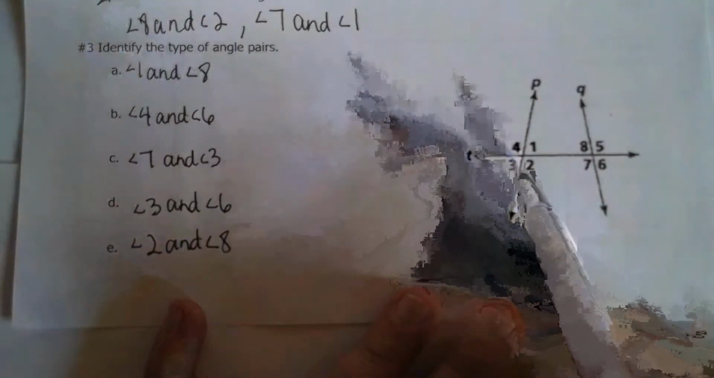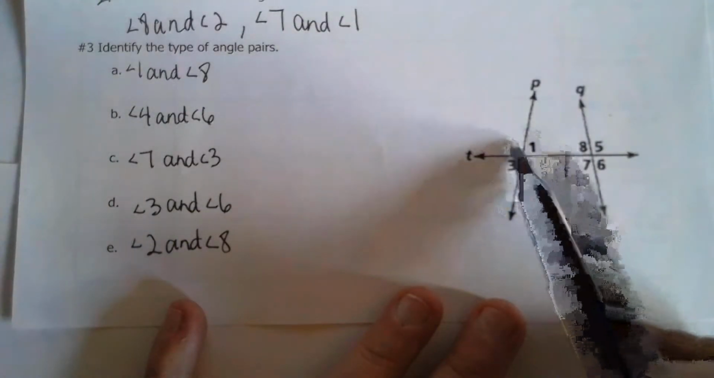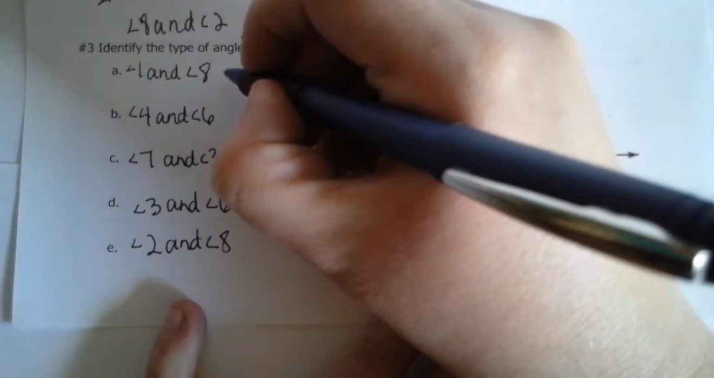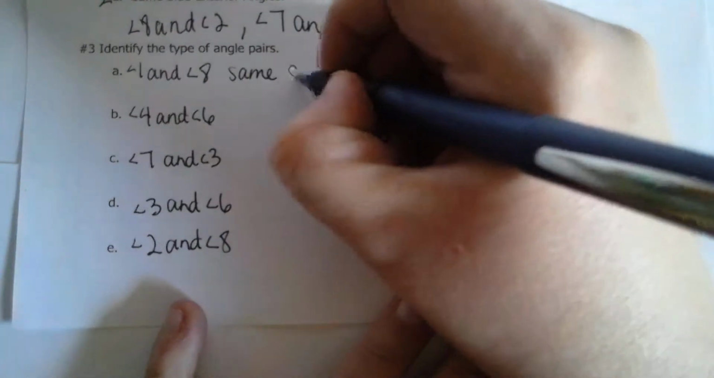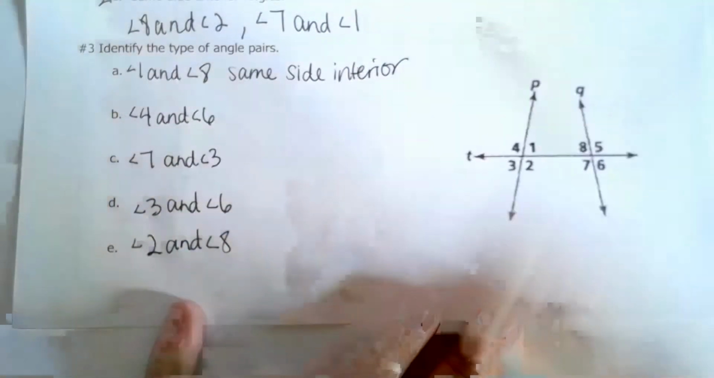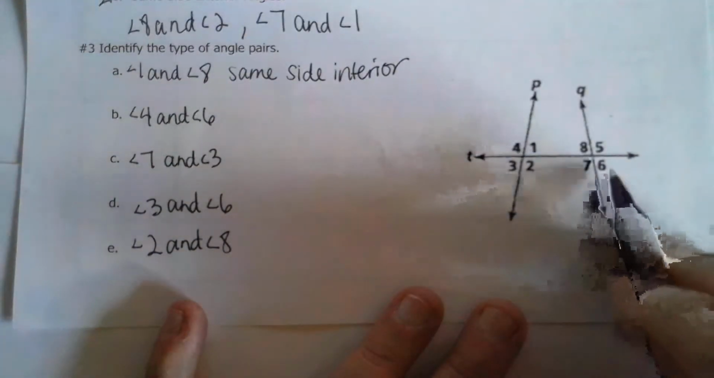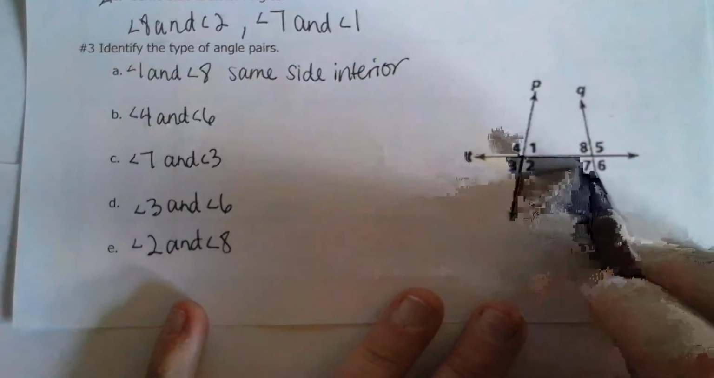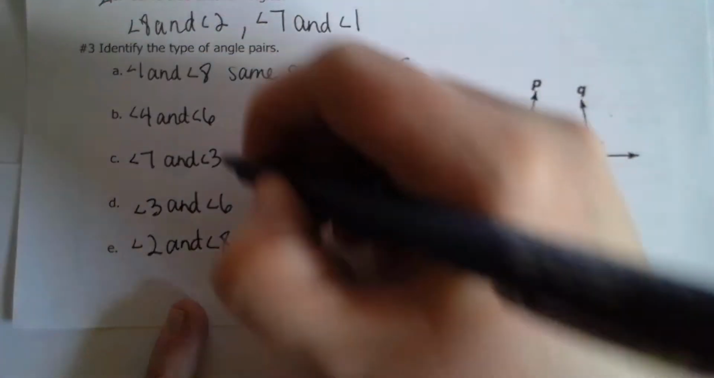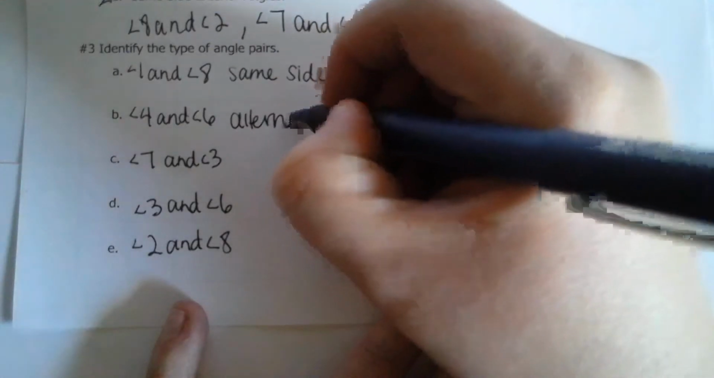Okay. 1 and 8 are here. Now they're both on the same side of T and they're both inside. So that would be same side interior. Okay, here's 4 and 6. If you look, 4 is on the top, 6 is on the bottom, so that's alternate, and they're both outside. So that's alternate exterior.